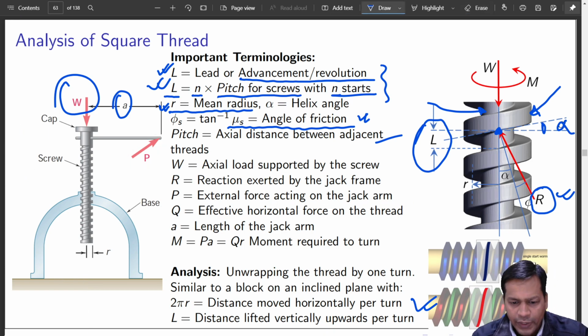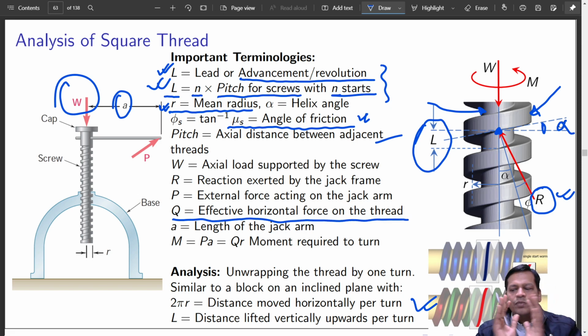So let us move ahead. What is Q? It is the effective horizontal force on the thread. We'll try to open it up in a planar way. So that is what Q is. We'll see how it works.